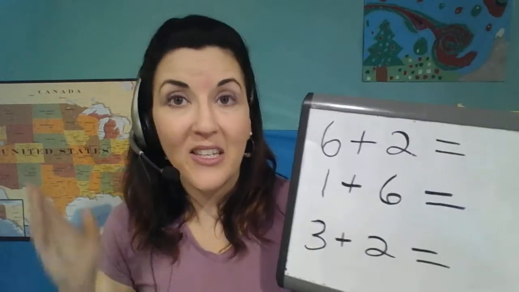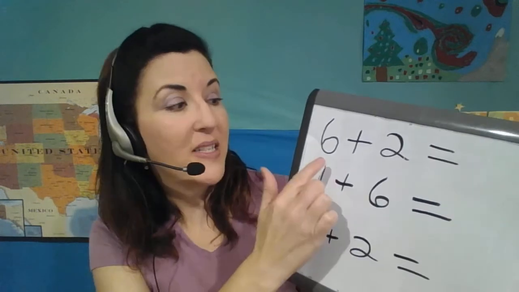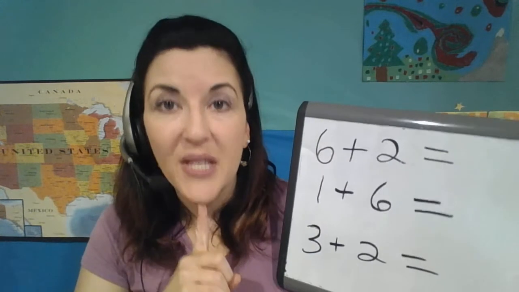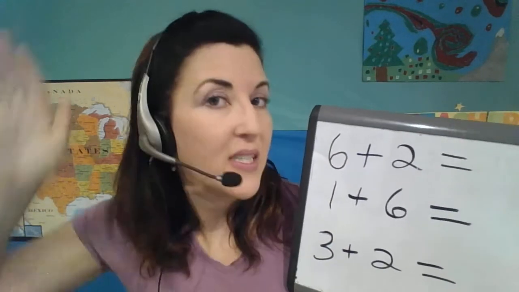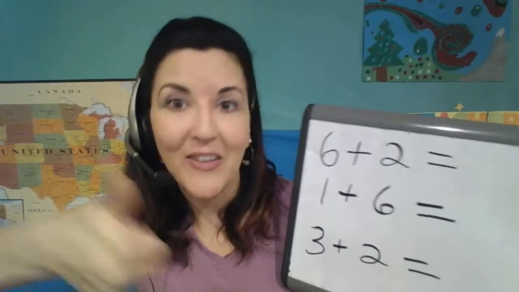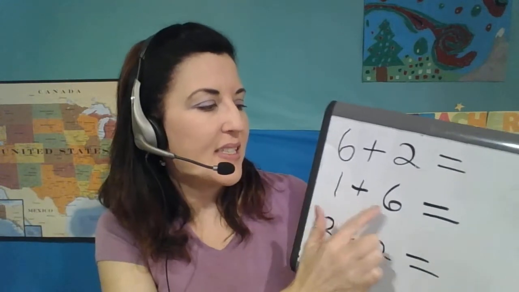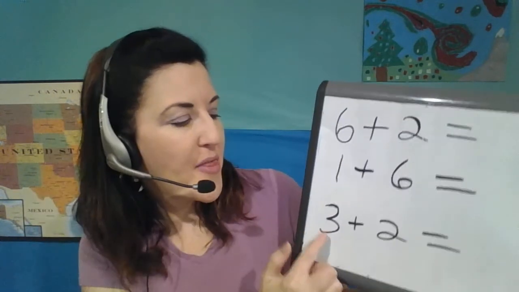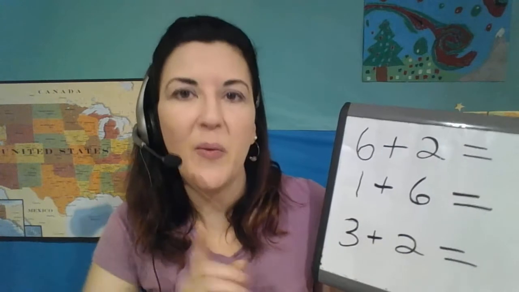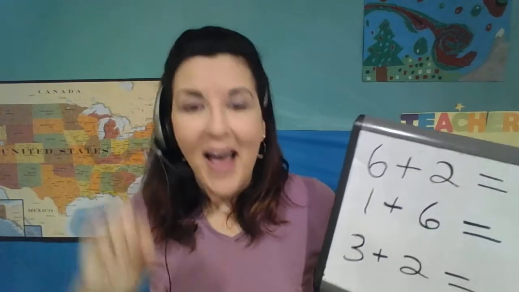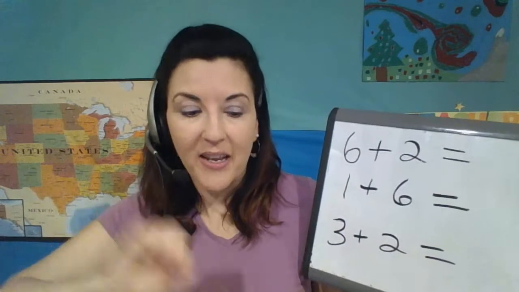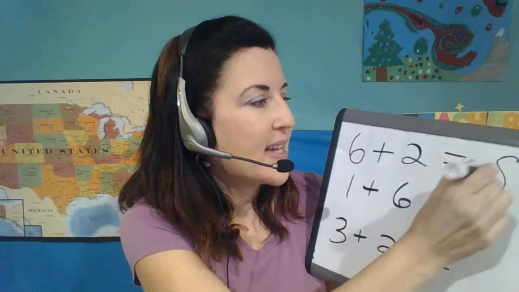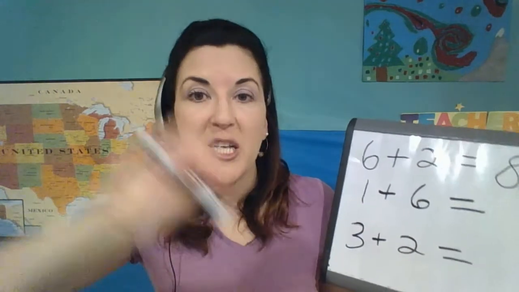Now what I did, and you don't necessarily have to do this, but I went line by line and had them repeat. So I said 6 plus 2 equals. Good. 1 plus 6 equals. 3 plus 2 equals. And you say draw a line. If they don't know, again, you show them. 6 plus 2 equals 8. So you draw a line from the equation to the 8.